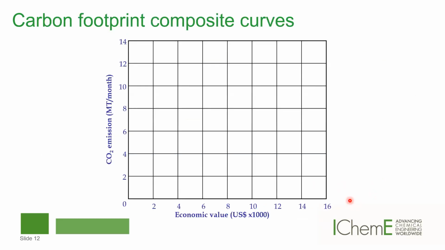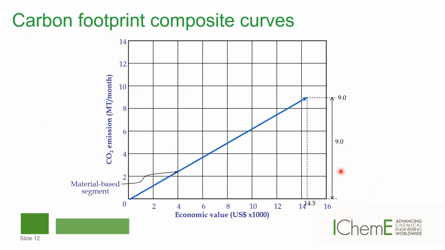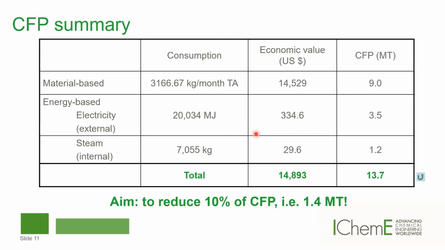Okay, so now we proceed with the carbon footprint composite curves. We draw them with the CO2 emissions, or the carbon footprint, on the y-axis, and the economic value on the x-axis. So we simply draw, okay, first let's start with the material base segment. We simply draw the values here.